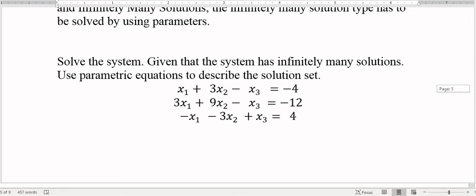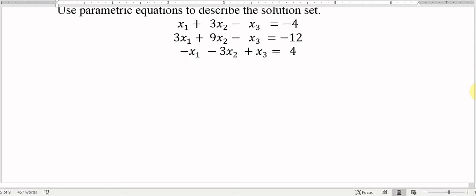Now, if you look at these three equations, notice how equation 1 is very similar to equation 2, and also equation 1 is very similar to equation 3. If I multiply negative 3 times row 1 or equation 1 and then add that to equation 2, equation 2 cancels out because equation 1 is just a multiple of equation 2.